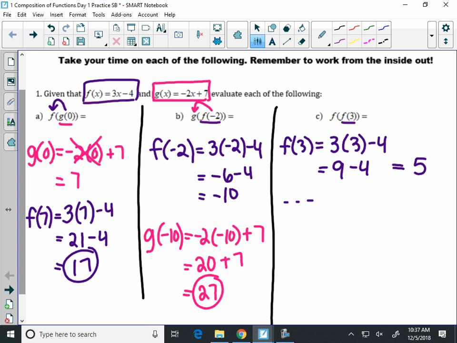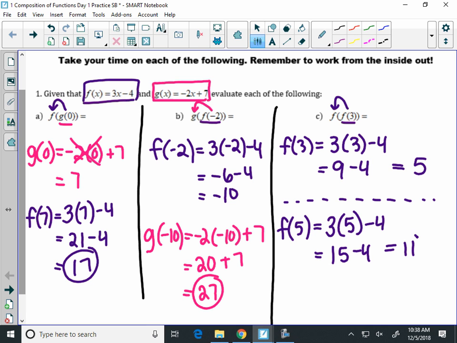So that 5, I'm going to separate this since we'll use the same color here. That 5 goes into the function on the left, which is f again. So you're going to find f of 5 this time. 5 is the input for the new function. So you're going to find 3 times 5 minus 4, which is 15 minus 4, which equals 11. That's your final answer. So try the rest of number 1 using those same two equations.